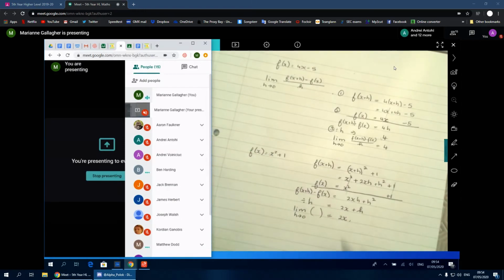So basically, what it's saying is the slope depends on x. So as x gets bigger and bigger, the slope is going to get bigger and bigger. Does that make sense? And if x is negative, the slope is negative. So let's have a quick look at a graph of that function.